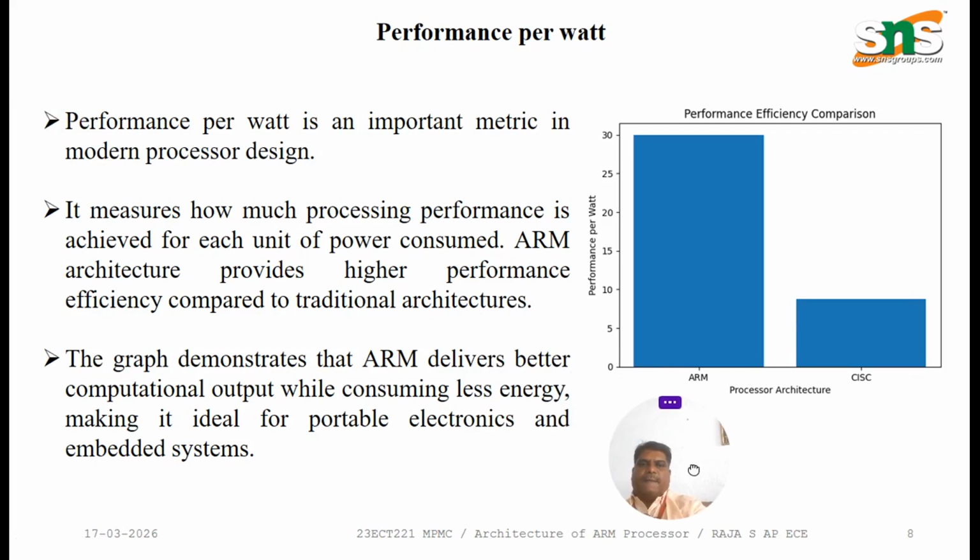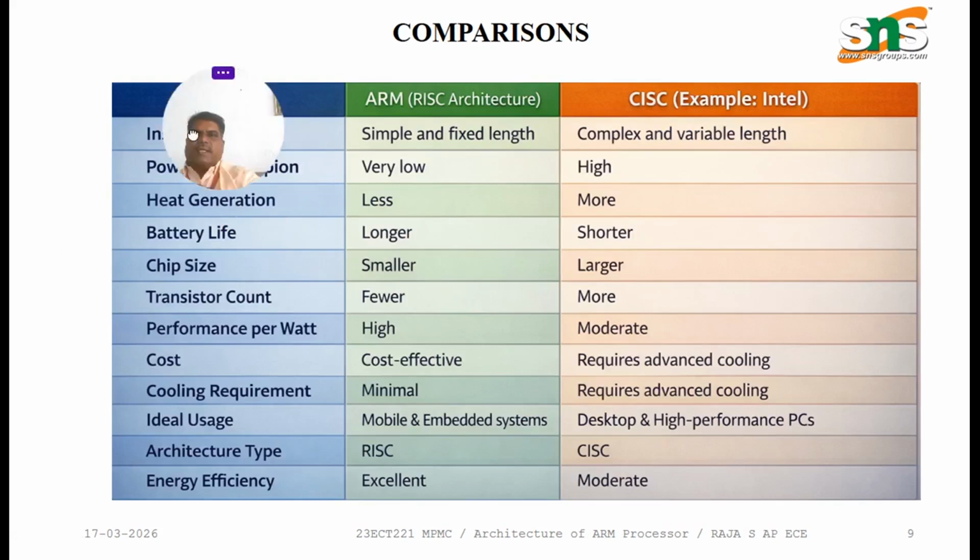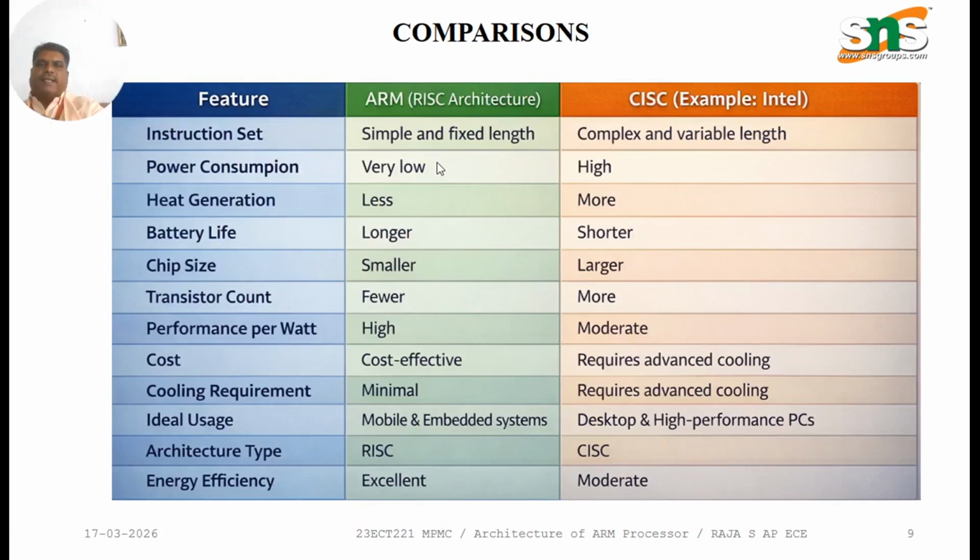Performance per watt. Performance per watt is an important metric in modern processor design. It measures how much processing performance is achieved for each unit of power consumed. ARM architecture provides higher performance efficiency compared to traditional architectures. The graph demonstrates that ARM delivers better computational output while consuming less energy, making it ideal for portable electronics and embedded systems. So this is the comparison between ARM architecture versus the CISC Intel architecture.